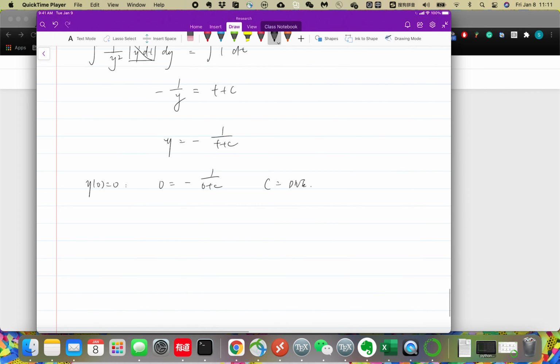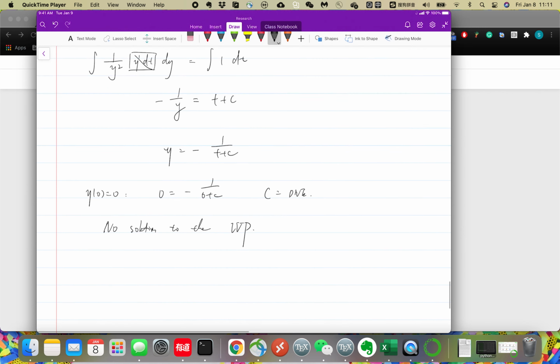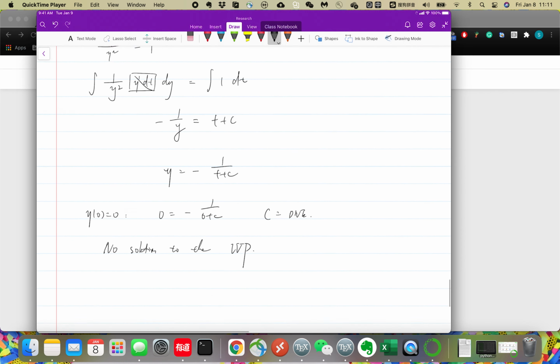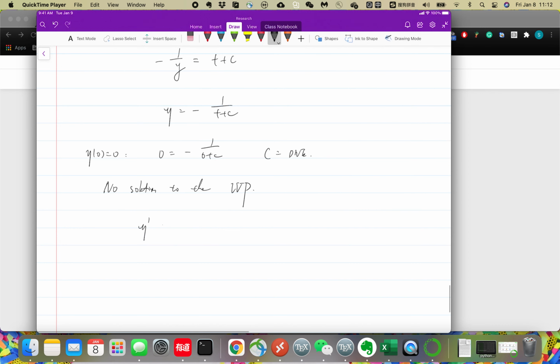So you solved it, and you find that all the solutions should look like this. But then you plug in the initial value, you find it's impossible. Therefore, there's no solution to the initial value problem, because I did find a solution format, but the initial condition and the solution format cannot be satisfied at the same time. So no solution. I think the calculation, you can do it by yourself. It totally makes sense. But now, let's just look at this original thing again.